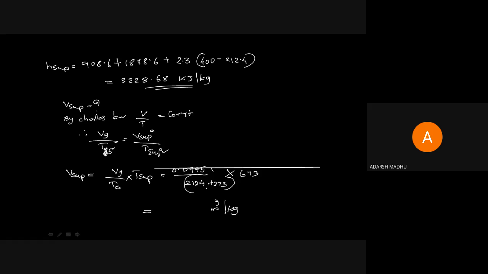So 0.0995 by 212.4 plus 273, that is the total value, into 673. You will get the value of V superheat directly: 0.1379 meter cube per kilo.